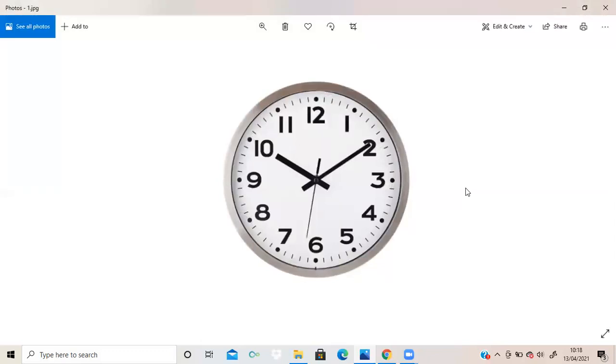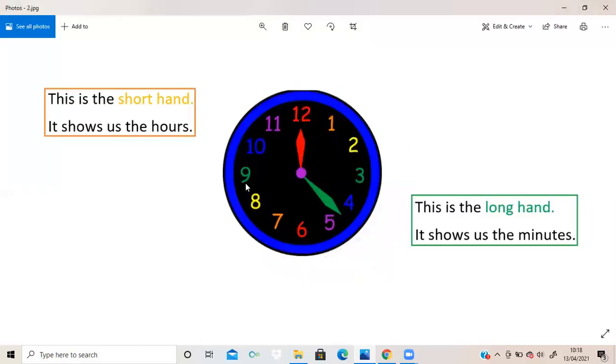In the next picture, we can see another lovely clock. On this clock, this is the short hand, the red one, and it shows us the hours. The short hand, the hour hand, is always a bit shorter than the minute hand. Look, the minute hand is a bit longer, the green one. This is the long hand, and it shows us the minutes on the clock.